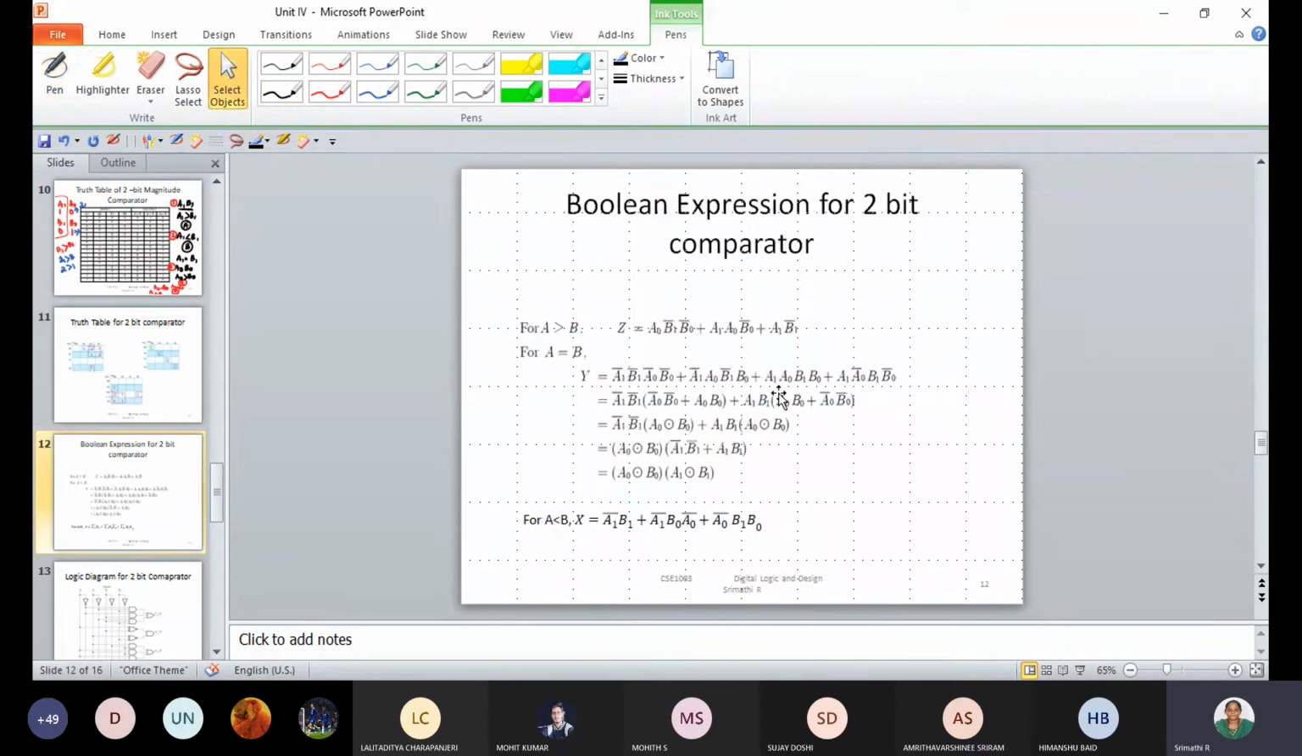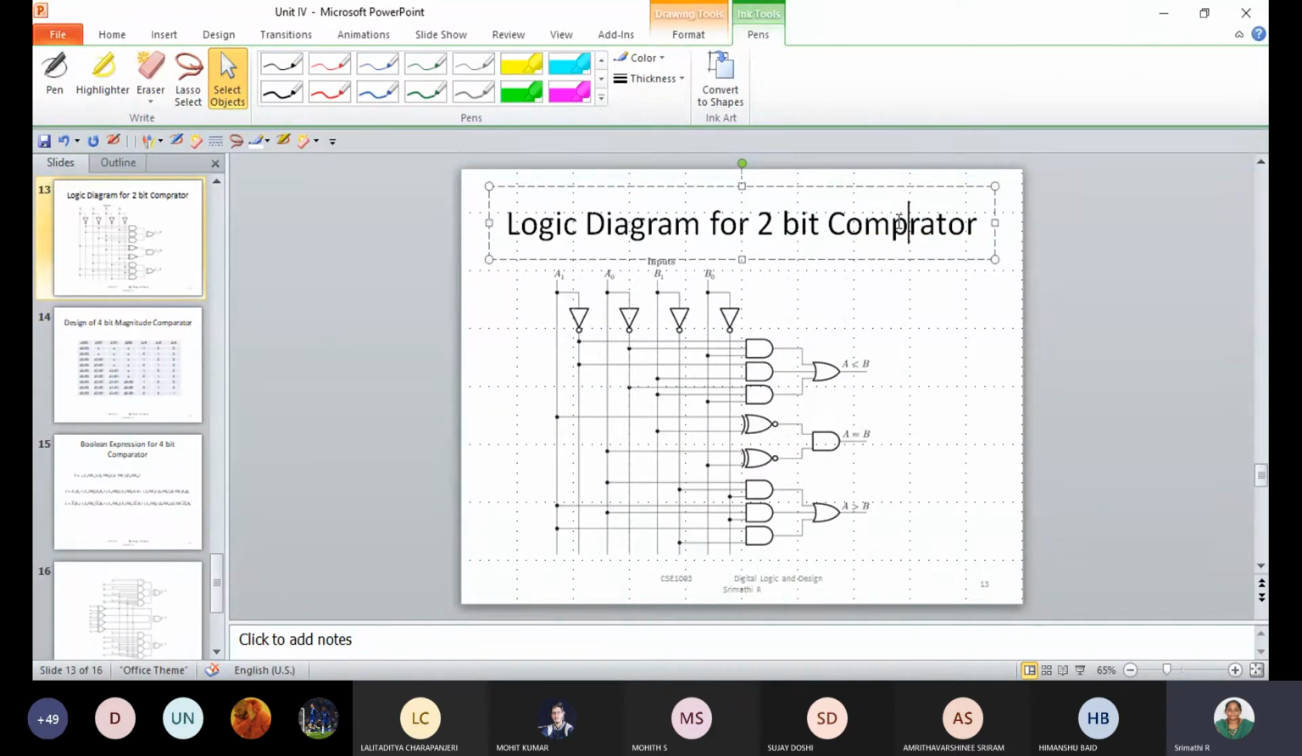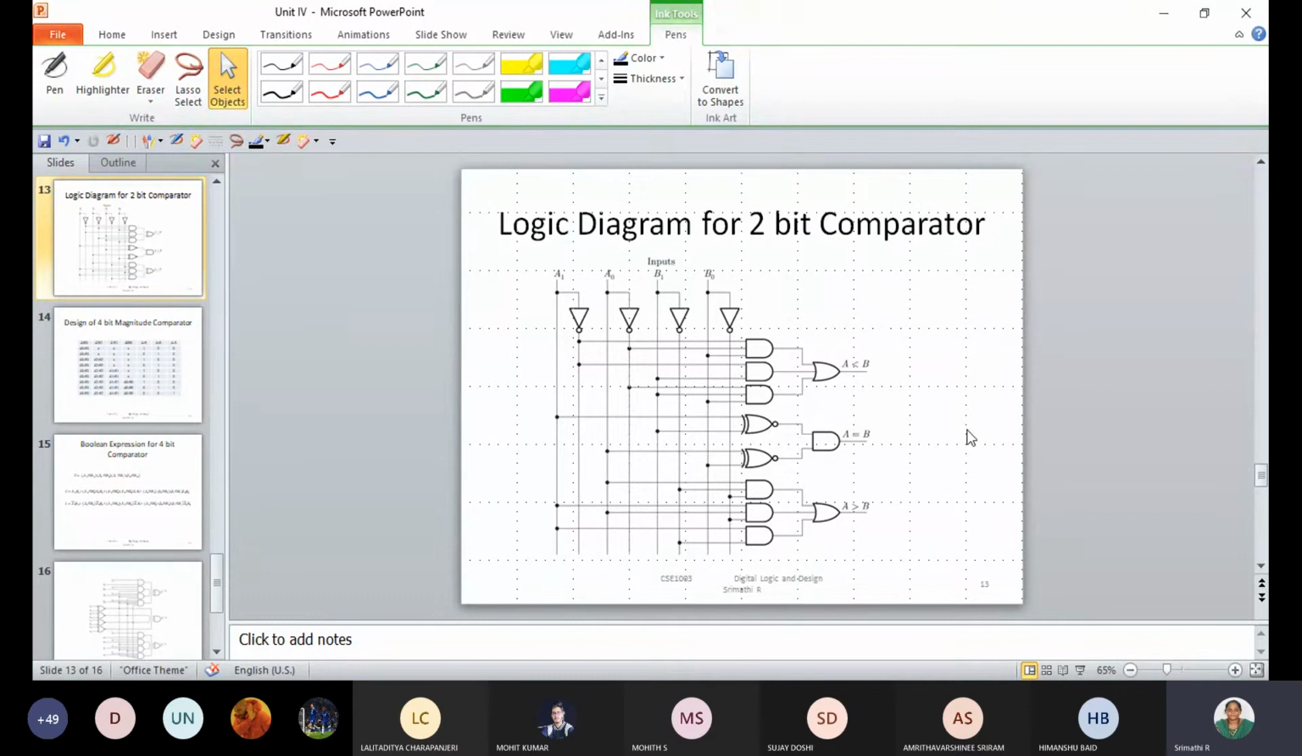After this is the logical expression for A greater than B, A equal to B, and A less than B. Implement this by using your logic gates. This is the logic diagram for the 2-bit comparator. You have four inputs: A1, A0, B1 and B0.